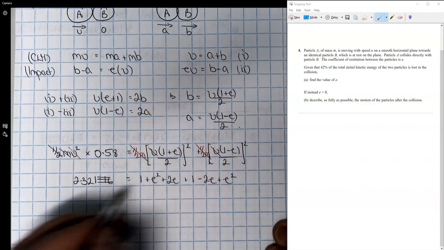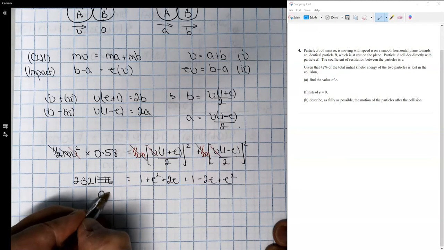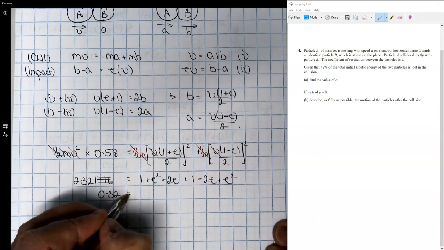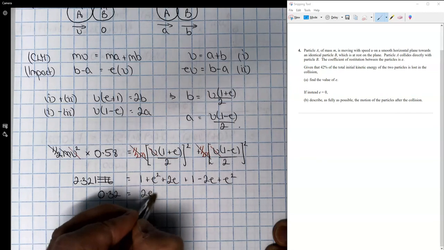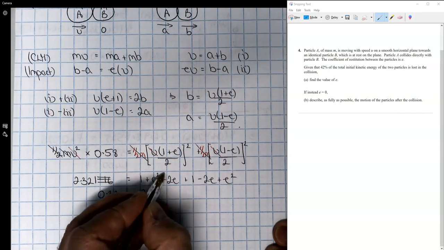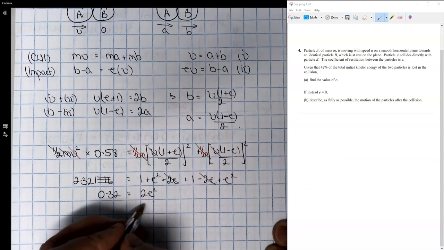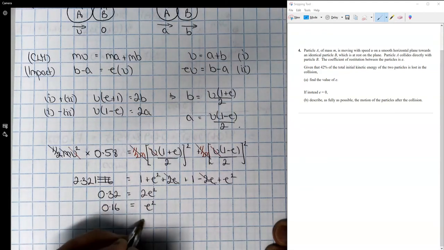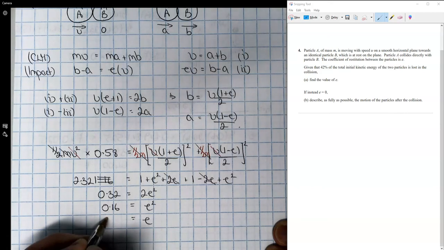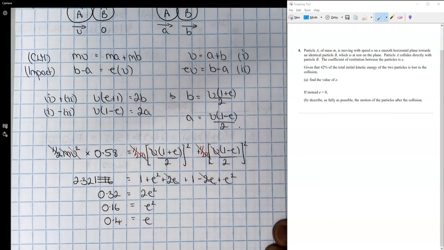Okay, now take off the 2 ones, so I get 0.32 equals 2e squared. These will cancel. So e squared is 0.16. So e is 0.4.